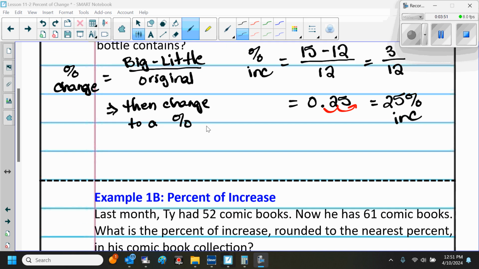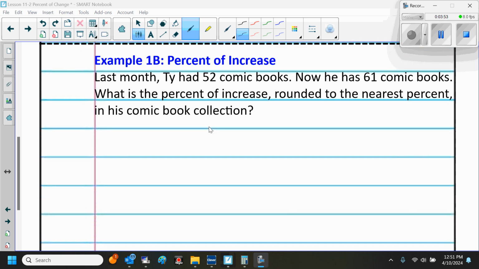So let's take a look at example 1b, and this is the one that you guys are going to work on with your table partners. It says, last month, Ty had 52 comic books. Now he has 61 comic books. What is the percent of increase, rounded to the nearest percent, in his comic book collection? All right, take 2 minutes.